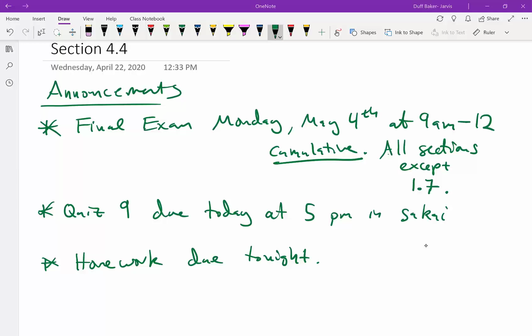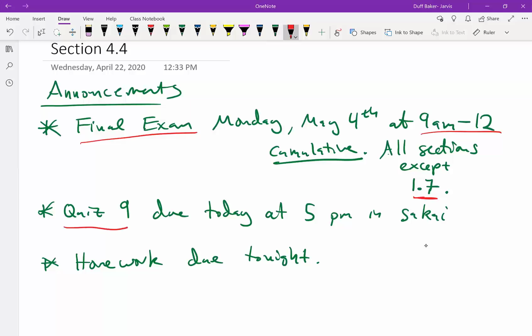So the first announcement is just another reminder that our final exam is coming up fairly soon. It's two weeks from last Monday. It's Monday, May 4th, 12 to 9 a.m. The exam is cumulative, which means it covers everything in the course. The only thing I'm leaving out is the epsilon delta stuff from section 1.7. That won't be on the exam. We probably also won't get to section 3.8, which we never covered, so that one won't be on there either.